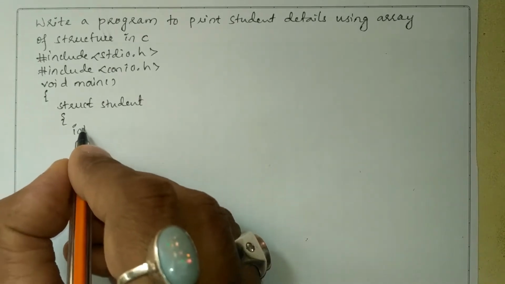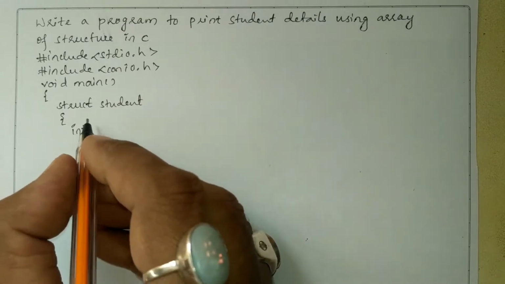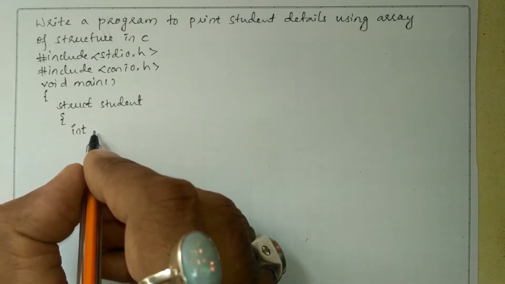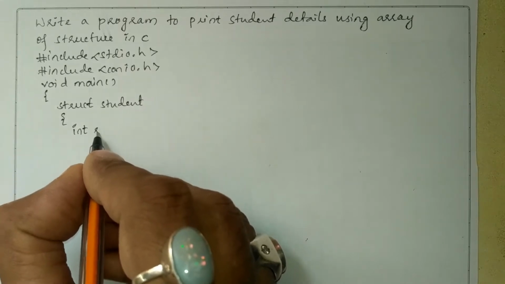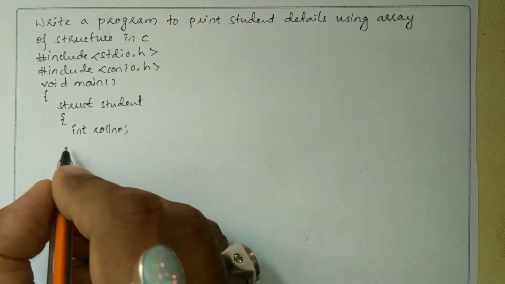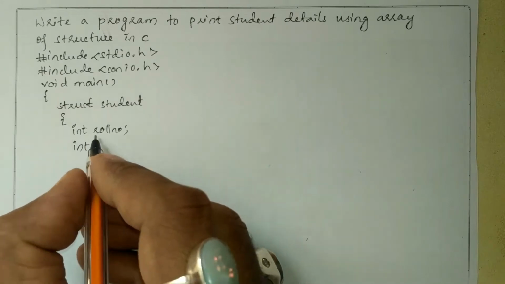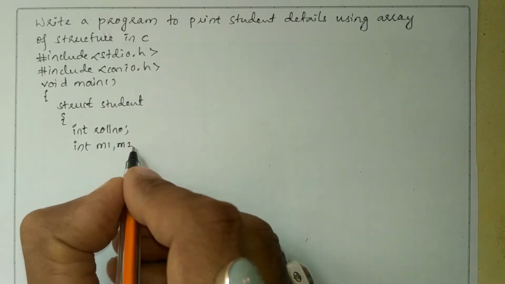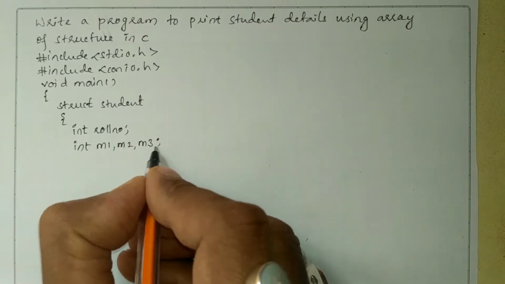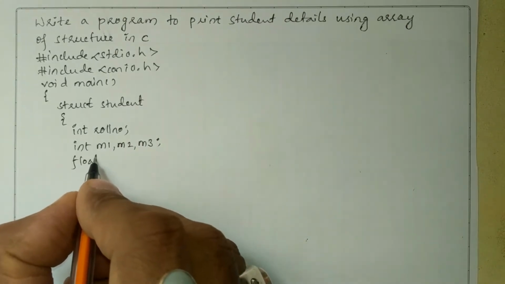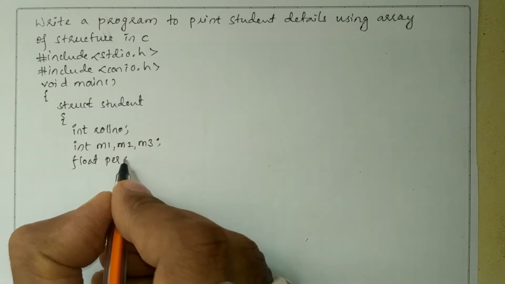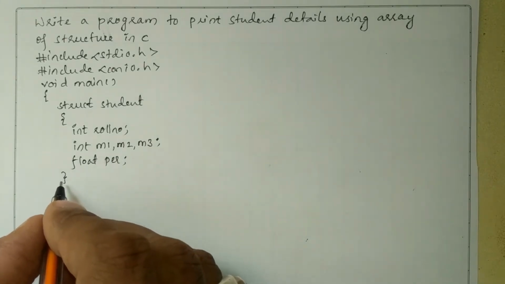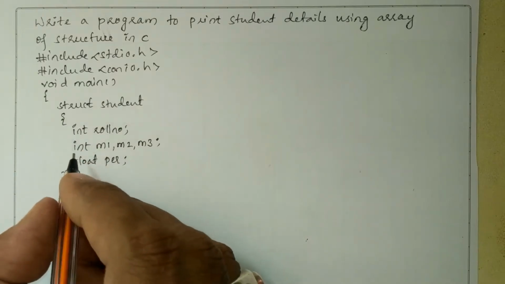Here I'm going to declare the various data types and their variables. For example, int roll number. Next we'll take int m1, marks 1, marks 2 and marks 3. Next we'll write float, and I'll calculate the percentage using the per variable. So the curly closing brace indicates this is the termination point of a structure definition.